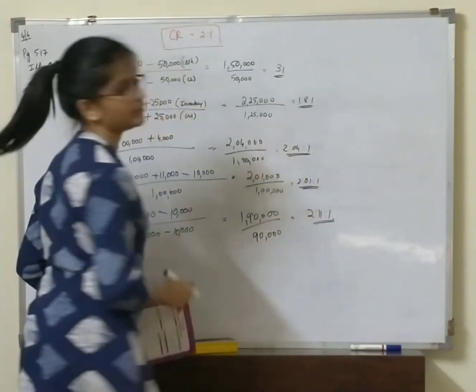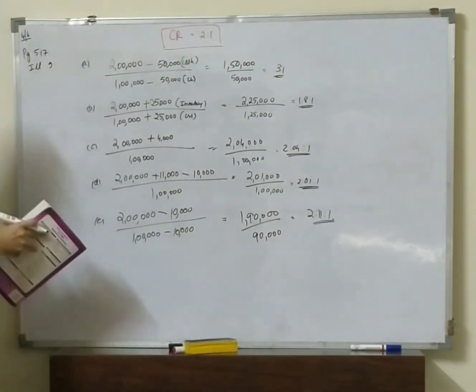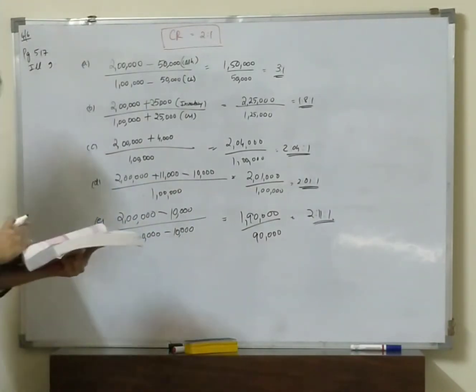2.11:1. So what happens in this case again? Therefore, your current ratio is improved.